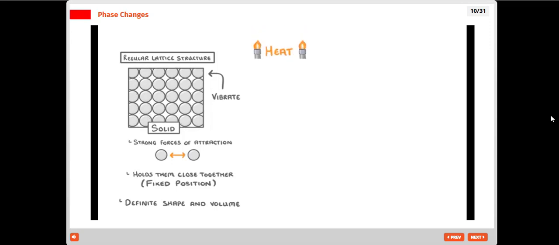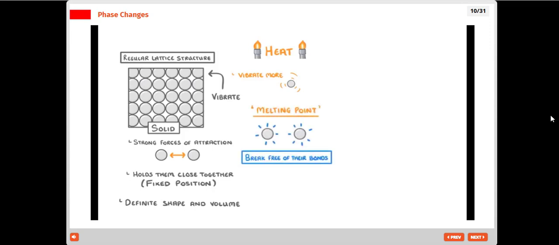Now, if we heat up a solid, its particles gain more energy and start to vibrate even more, which weakens the forces between them. And at a certain temperature, which we call the melting point, the particles have enough energy to break free of their bonds, and the solid melts into a liquid.